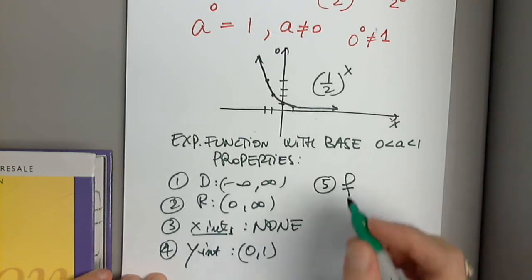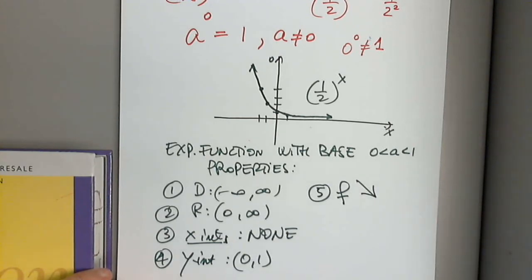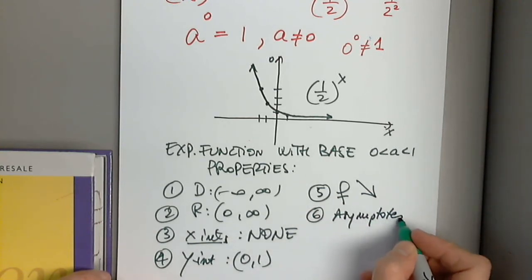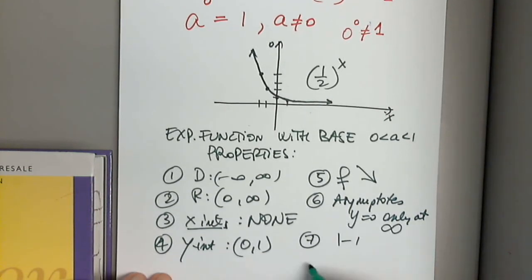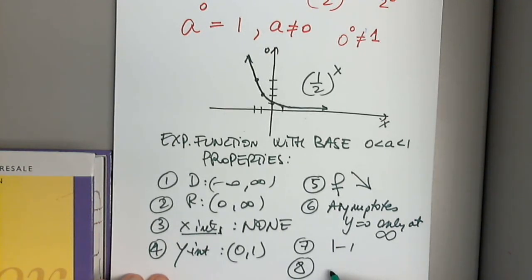5. Increasing or decreasing on all its domain? Of course. It's coming from positive infinity and approaches 0. Asymptotes. Y equals 0. Very good. Only at infinity. 7. Is it 1-to-1? 8. Does it have F inverse? Of course, because it's 1-to-1.